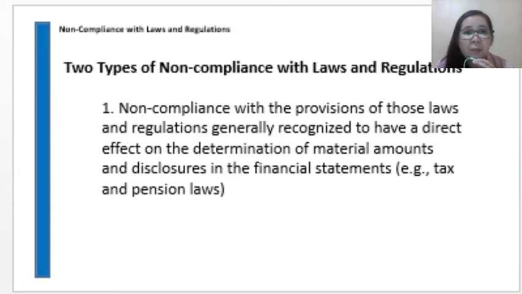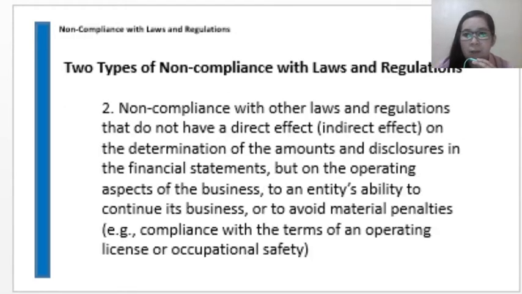So there are two types of non-compliance with laws and regulations. The first one is non-compliance with provisions of those laws and regulations generally recognized to have a direct effect on the determination of material amounts and disclosures in the FS. For example, violations of tax laws and pension laws. So this is the first one.